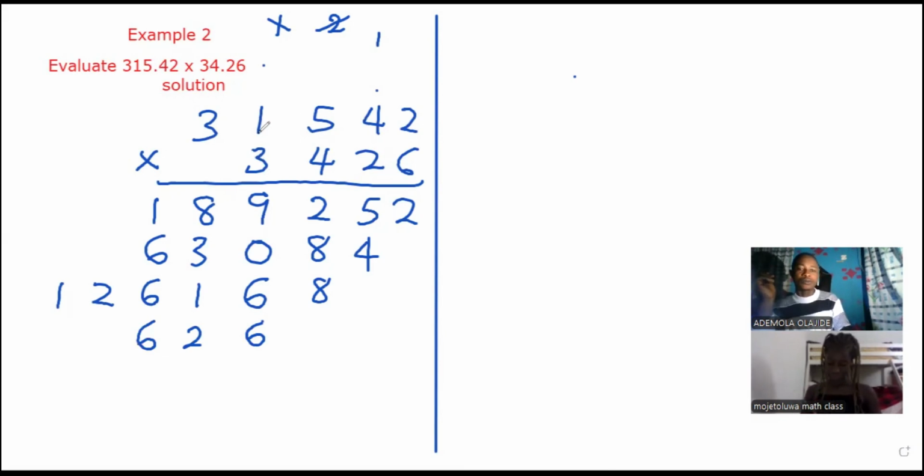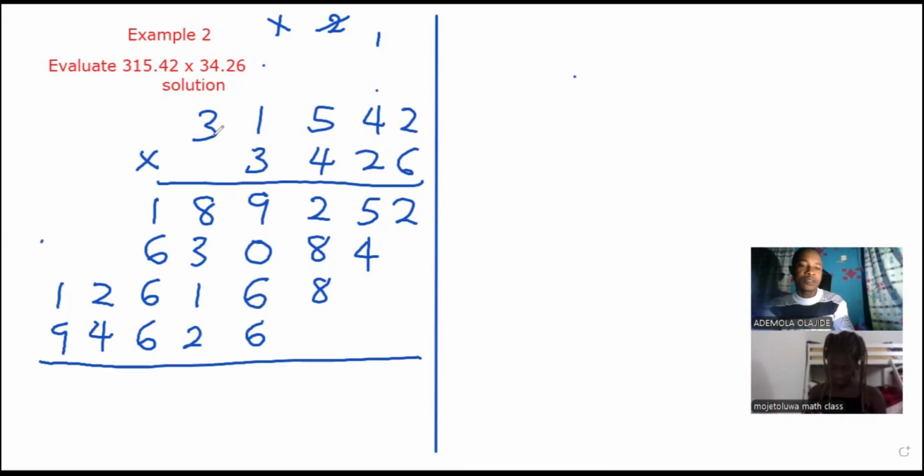3 times 1 is 3. Plus 1 you kept, that's 4. And lastly, 3 times 3 is 9. So we'll now write that 9 here, and you add up the values. Add up the values from this intermediate line 1 to the 4th line here.